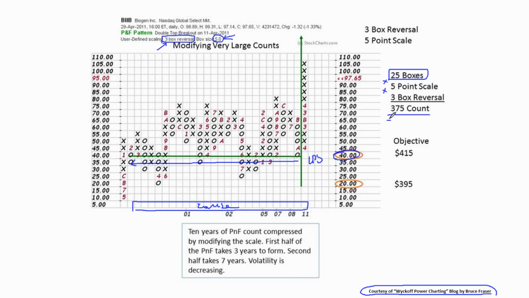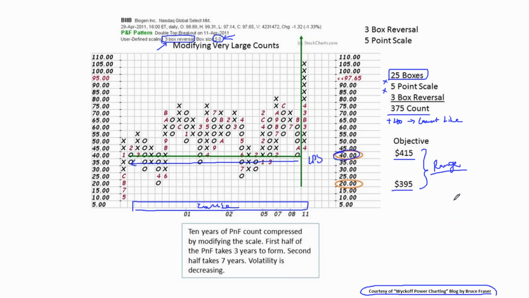So, and then we always count from the low. So we take the 375, we add it to the low, and we add it to the count line, and that gives us a range. All we're trying to do is establish a range. We just want to get close with point and figure charts. We don't expect perfection, even though we get it often. We're just looking for getting close.